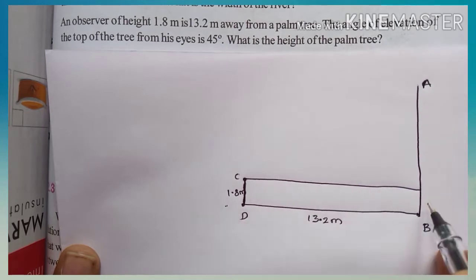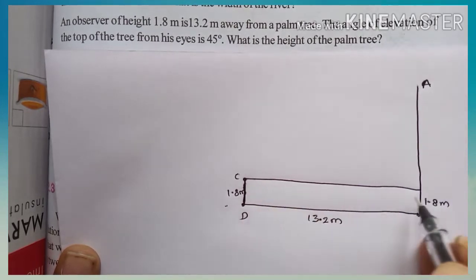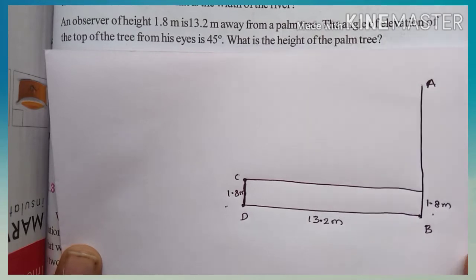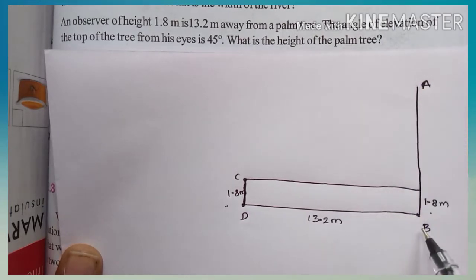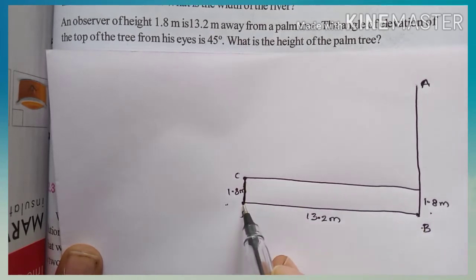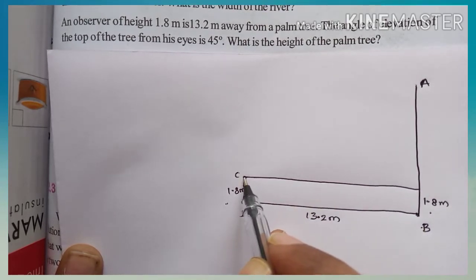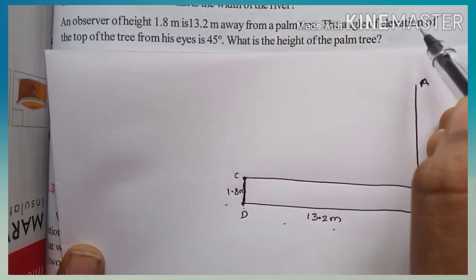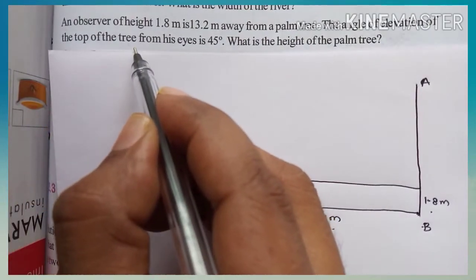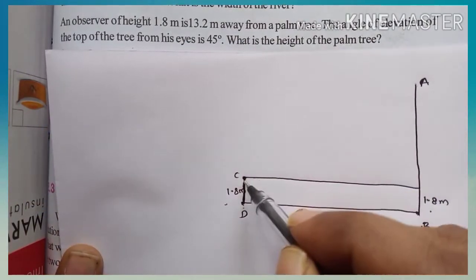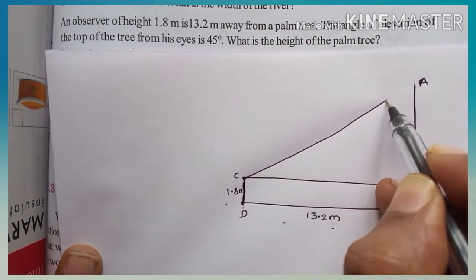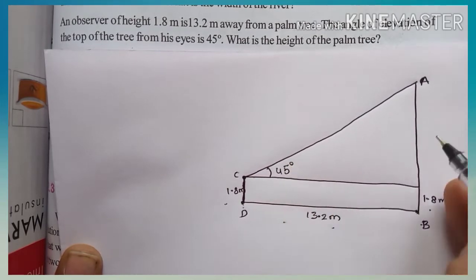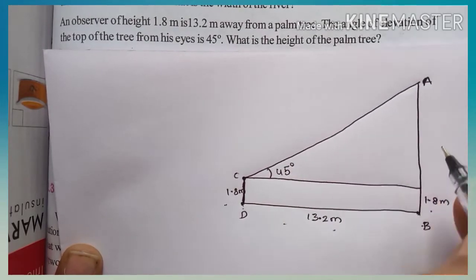Okay, now this is 1.8, the remaining parallel value is also 1.8, right? Do you understand this? Once again, the height of the palm tree is AB, the observer is CD, and his height is equal to 1.8, at a distance of 13.2. Now the angle of elevation of the top of the tree from his eyes, these are the eyes. From these eyes, you observe the top of the palm tree at an angle of 45 degrees. Now we have to find out the height of the palm tree.